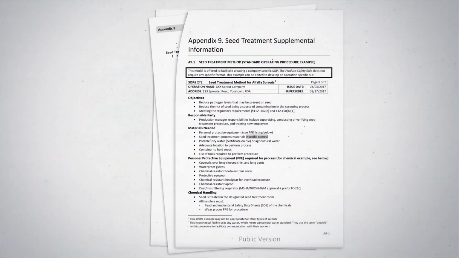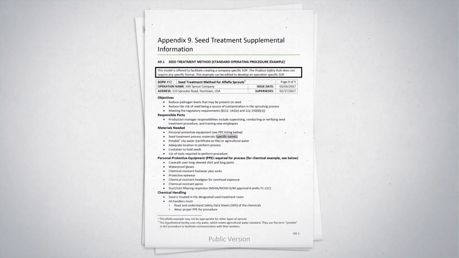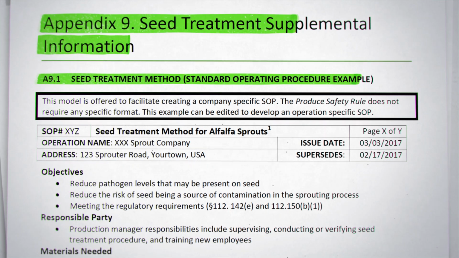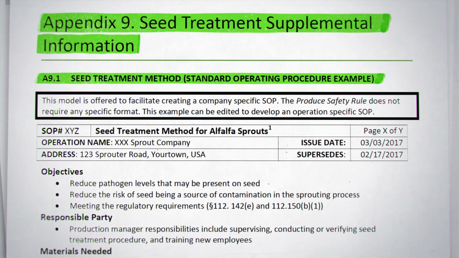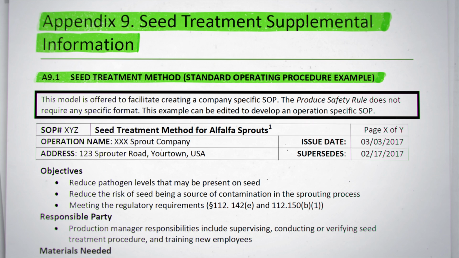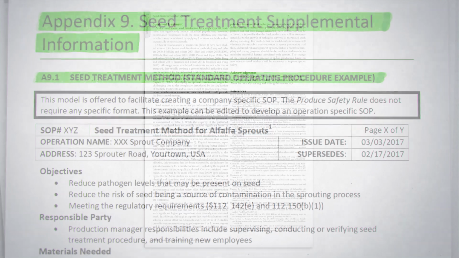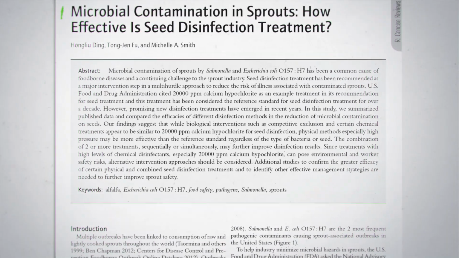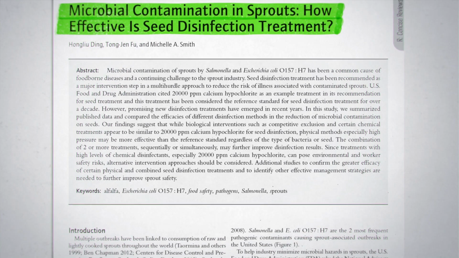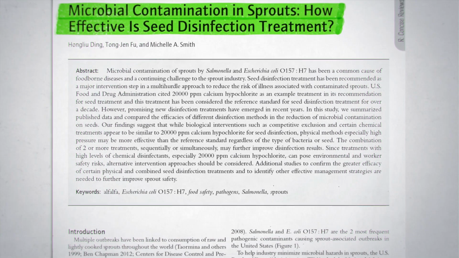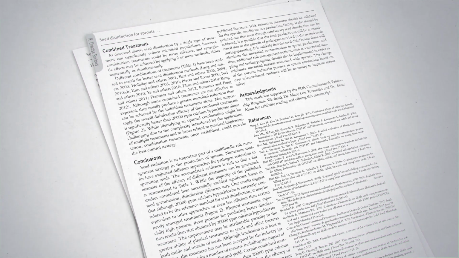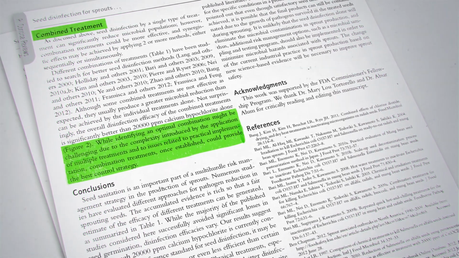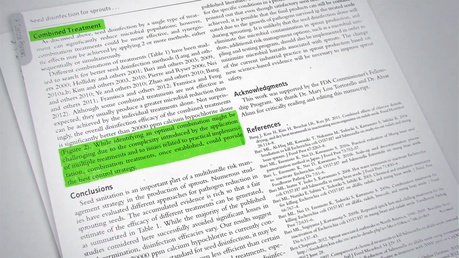It is recommended that sprout growers develop a written seed treatment standard operating procedure, also known as SOP. Having an SOP can help ensure that treatments are applied consistently and correctly. It is helpful to have information or data supporting the scientific validity of the treatment available for inspectors or auditors as evidence that the treatment complies with the requirements in the Produce Safety Rule, government standards, and any third-party specifications.